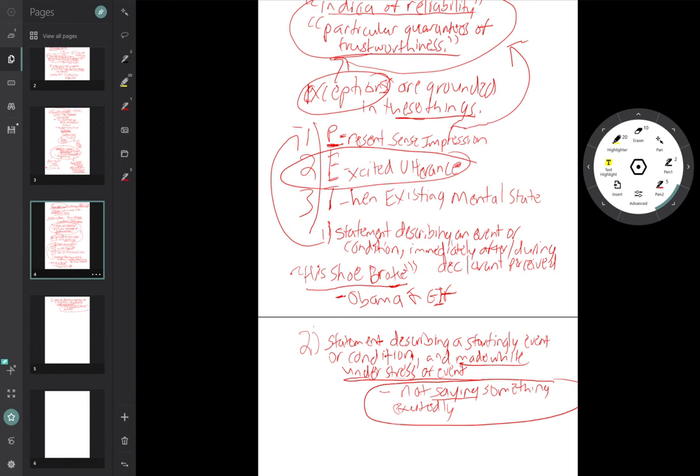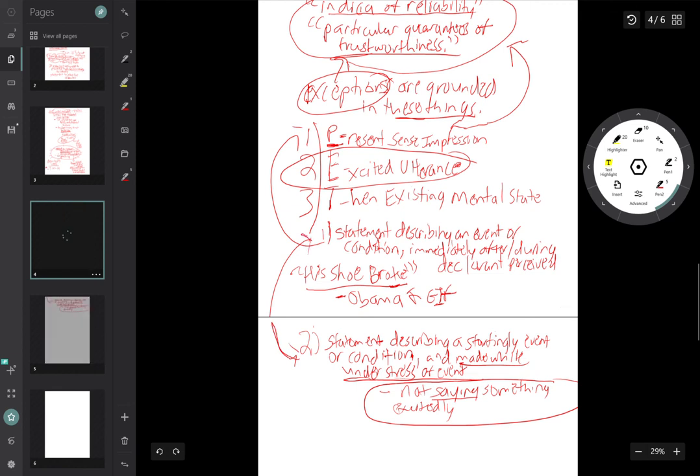Because it's a statement made describing a startling event. So the statement itself describes what happened to startle you. And the statement is made while you are still startled. Okay? So, to kind of make these two exceptions more comprehensible.